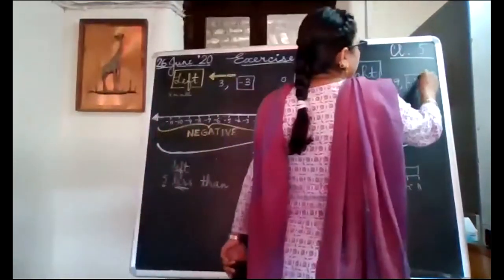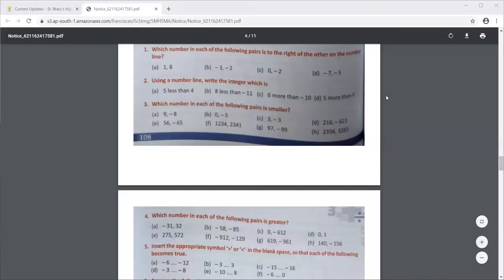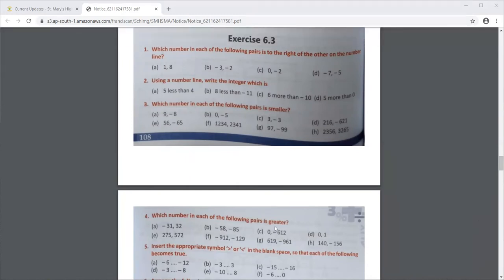So minus 8. That's how you do this particular question. The next question is, which number in each of the following pairs is greater? It is simple. The opposite of smaller: here you have to see which number is to the left. Now if you want a greater number, you have to see which number is to the right. Whichever comes on the right, that will be the greater number. So you circle one out of these two numbers.